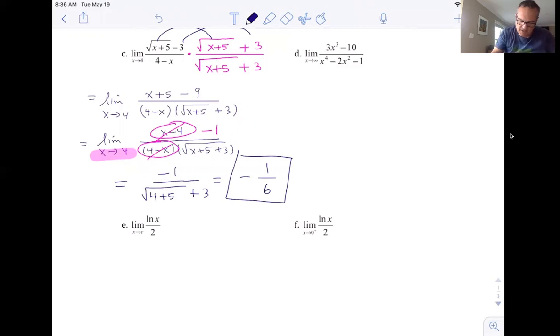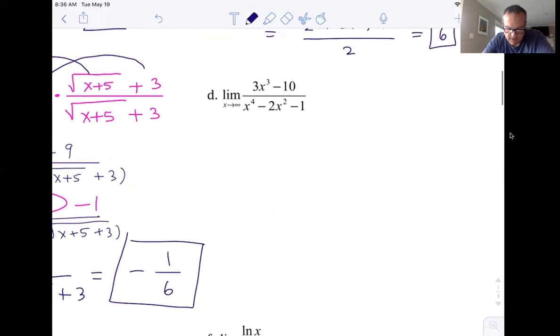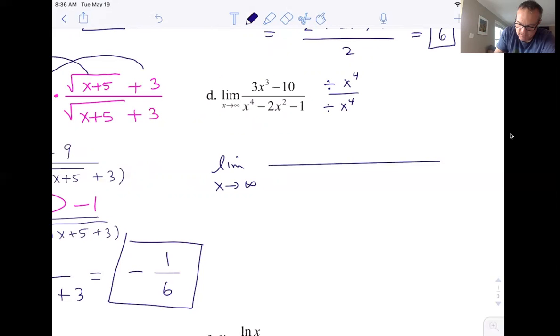And D, finally, I have a limit at infinity. If you remember, the trick there is look to the denominator and divide by the highest power. So what am I doing? Up top and bottom, I'm dividing by x to the 4th, right? Divide the bottom by x to the 4th. And so here we go, limit as x approaches infinity. And remember, that's the trick at infinity, right? Nowhere else you do that.